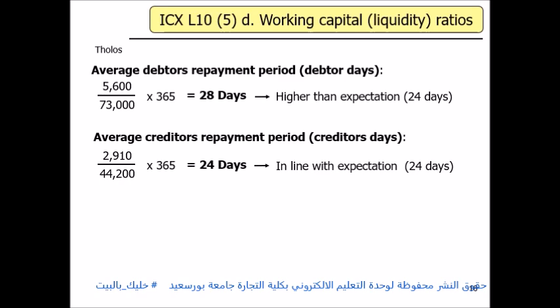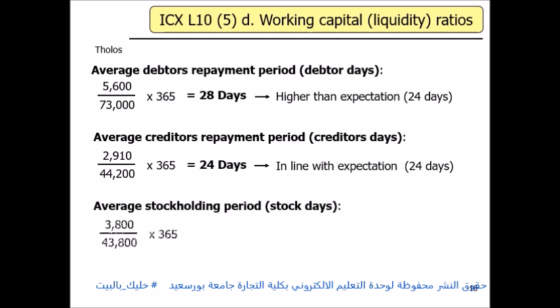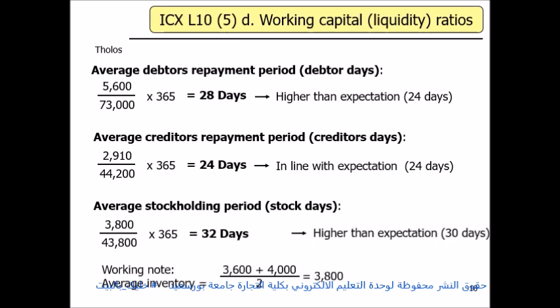The third ratio is the average stock holding period, which is equal to average inventory divided by cost of goods sold multiplied by 365. How to calculate the average inventory? It's equal to opening inventory plus closing inventory divided by 2. So the average stock holding period is equal to 32 days, which is higher than expectations, as the expectation is 30 days.